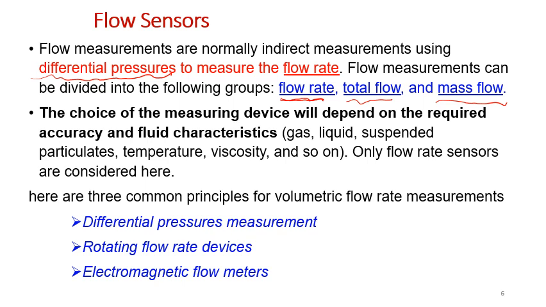Here are three common principles of volumetric flow measurement: differential pressure measurement, rotating flow, and electromagnetic. So there are three techniques used to measure the flow: differential pressure, rotating flow rate, and electromagnetic flow meters. Let us see them one by one after this to understand the principle of operation of each of them.